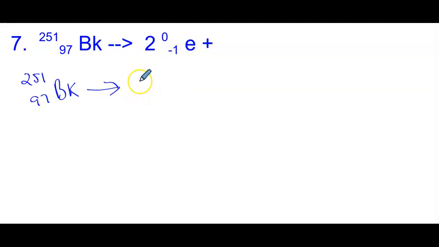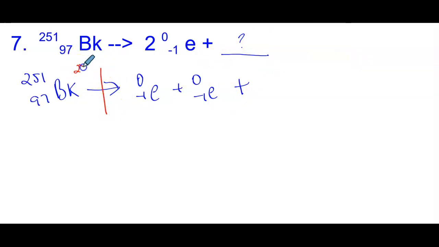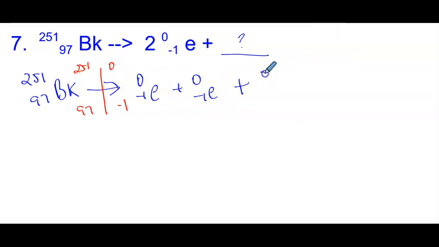Okay, so this is going to be 0, -1e plus 0, -1e plus we don't know. So this is our missing piece right here. Okay, so let's do the same thing we always done. Let's split it. And let's look at 251 and 97 and 0 and -2. Alrighty, so we're trying to figure out what's missing because I don't have equal numbers. So I have 0, but I got to get to 251. So we're going to have 251 on top because 251 plus 0 is 251. Remember, there's 2 of these because there's a 2 here in front.